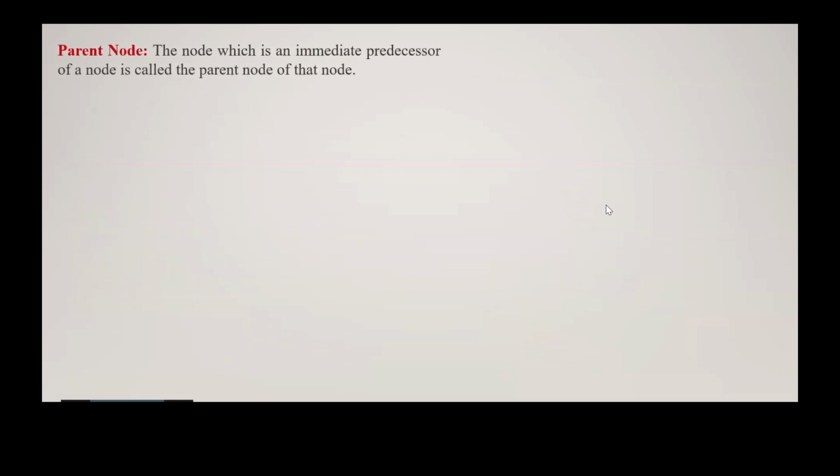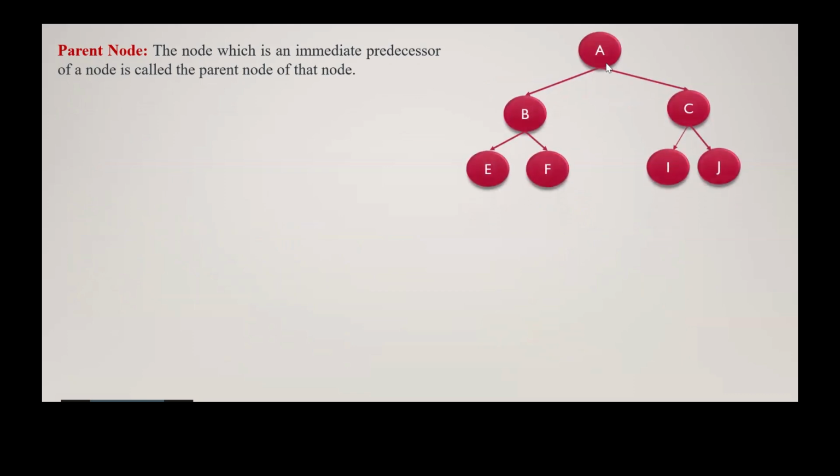Next terminology: parent node. The node which is the immediate predecessor of a node is called the parent node of that node. So in this diagram, A is the parent of B and C, B is the parent of E and F, and C is the parent of I and J.